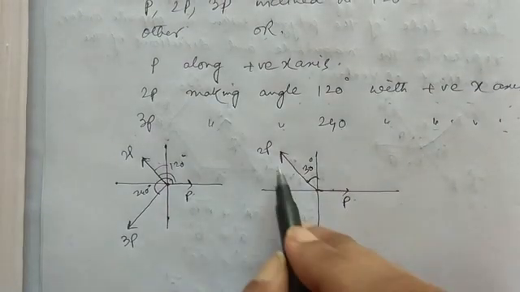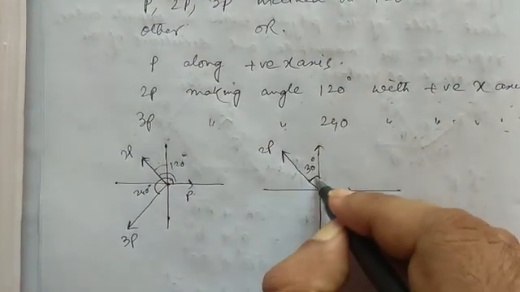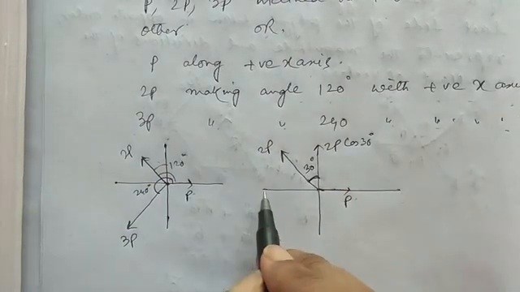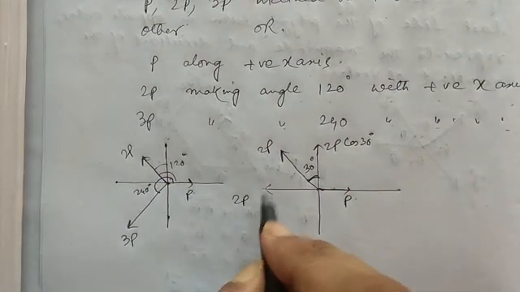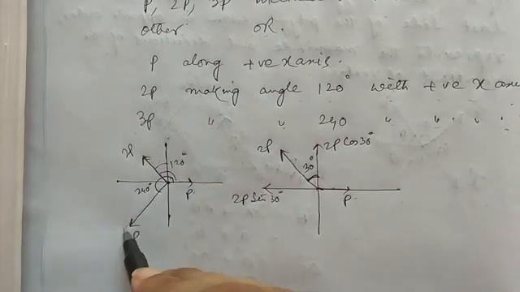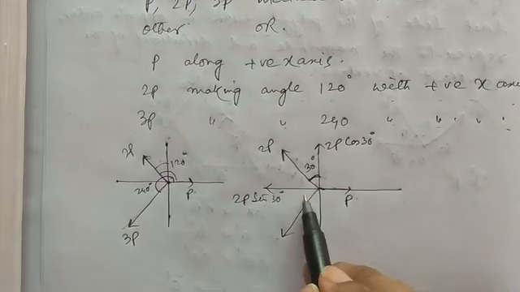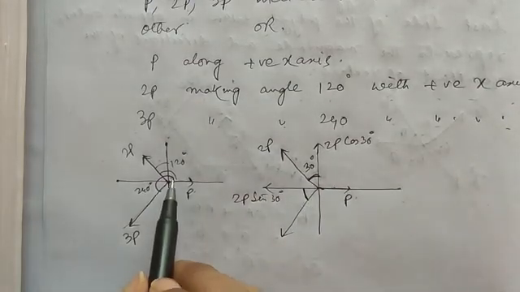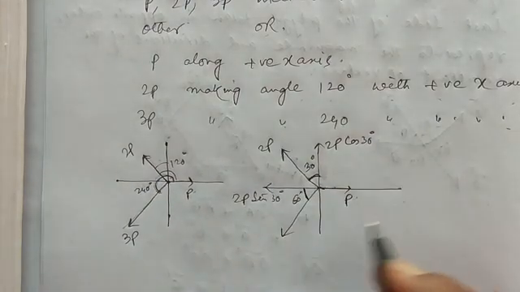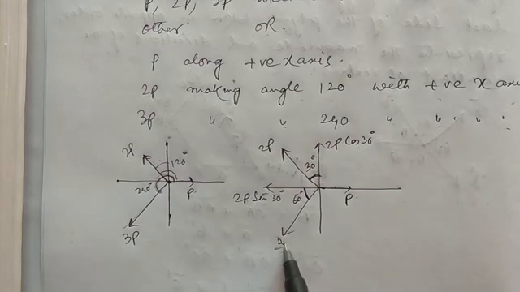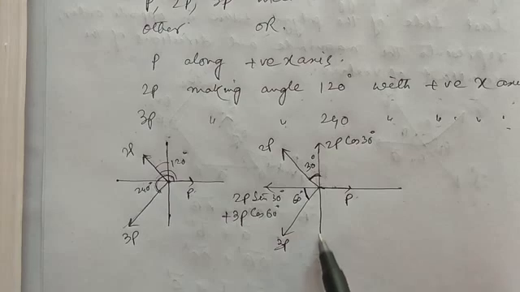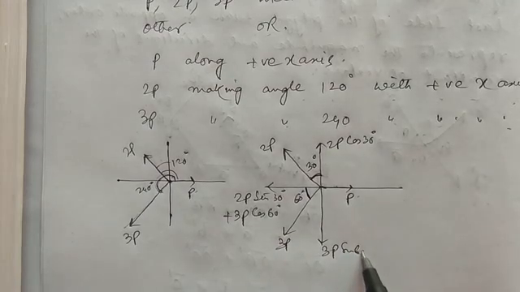Now this is 2P. We break this 2P into two components. The component containing the angle is cos and the one not containing the angle is sin, so 2P sin 30. Now for 3P, we can take this angle only. The total angle is 240, subtract 180 from it, we get only 60. Again, the component containing the angle is cos. So 3P cos 60, and here it is 3P sin 60.